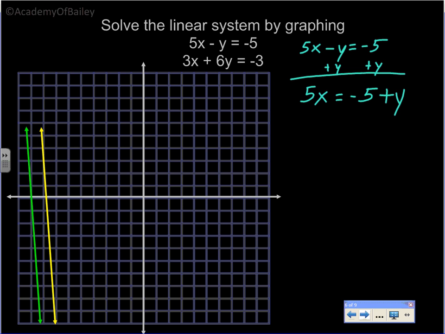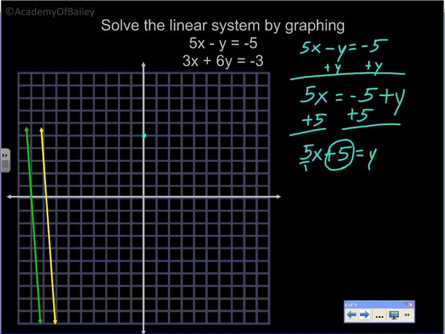Slope-intercept form says it's y equals mx plus b, so I need to get rid of that 5 there by adding 5 to both sides. So we have 5x plus 5 is equal to y. And I know you're used to y on the left side, but this is still slope-intercept form. This positive 5 is your y-intercept. And the other 5 over 1 is your slope.